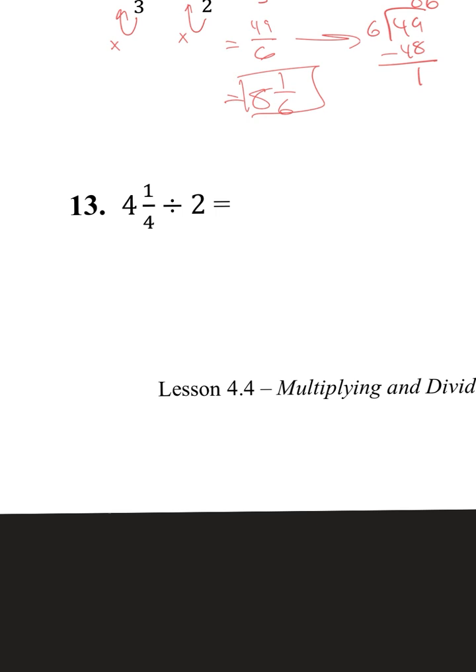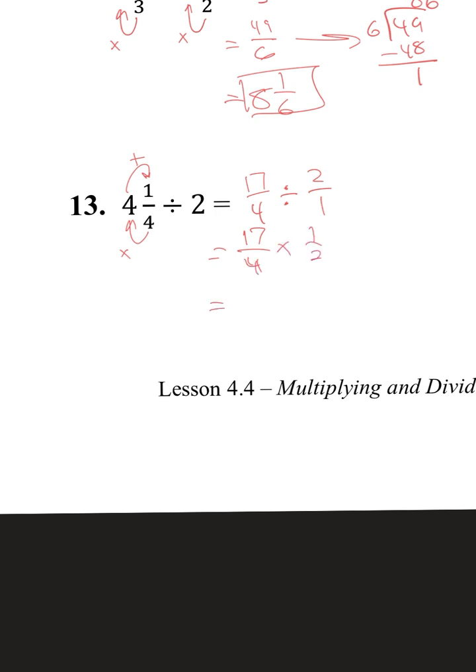On number 13, here we go. So we're going to go 4 times 4 is 16. 16 plus 1 is 17. And the denominator stays the same. Divided by. Let's take our whole number, change it into a fraction by putting a 1 underneath it. So 2 over 1. Now we're going to KFC. We're going to keep, flip, change. So keep, flip, change.